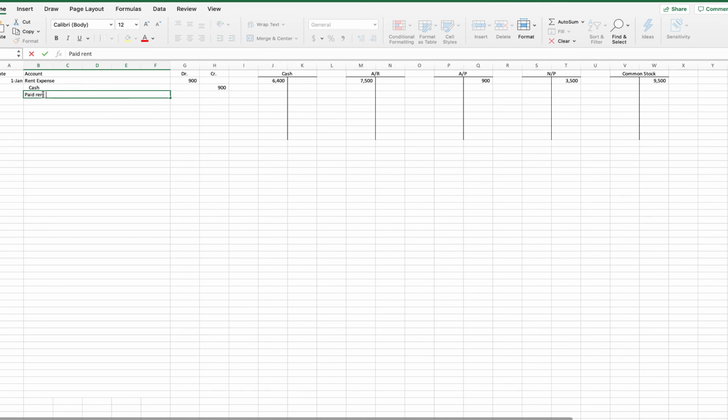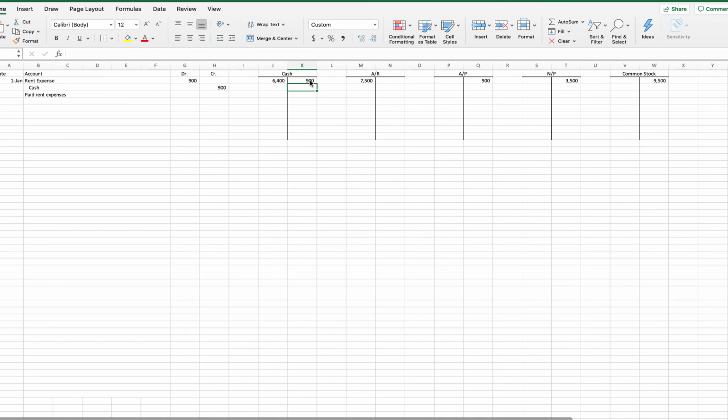I'm just going to make it short and say paid rent expenses. Okay. So the next thing we do is we need to post this to the ledger. The first one we have is cash. Cash has a credit of $900. All I need to do is go to my T account, which is cash, and I need to post this credit for $900.